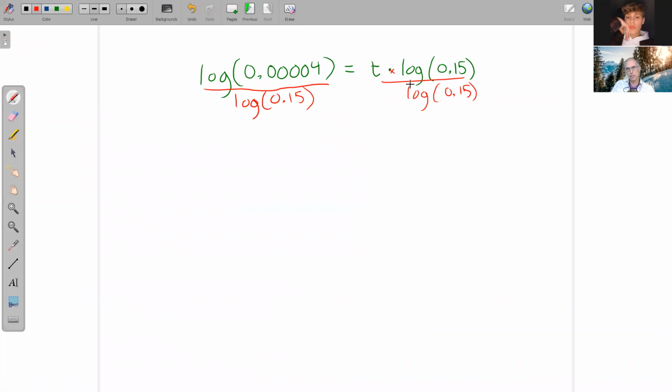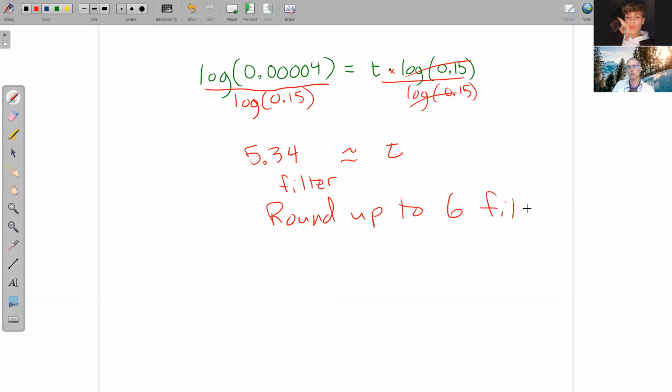So again, this cancels, leaving t as about 5.34. Since these are filters, I'm going to have to round up, otherwise I'm not filtering well enough. All right, questions on that?